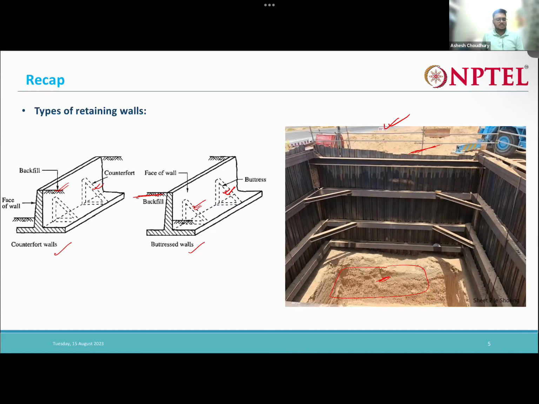This structure, whatever you see here, is widely used mainly in offshore construction, like for constructing bridge piers, river bridges, and sea bridge piers. So these structures are used regularly there. Can you identify that? What is it?